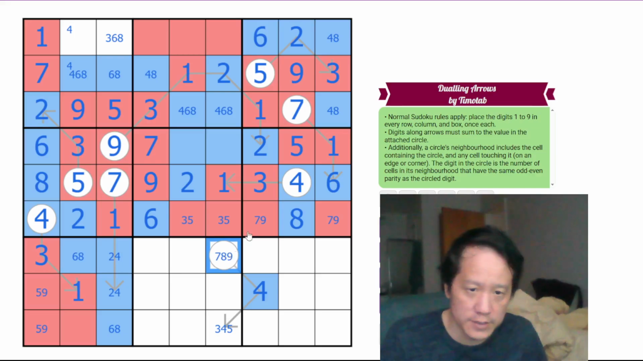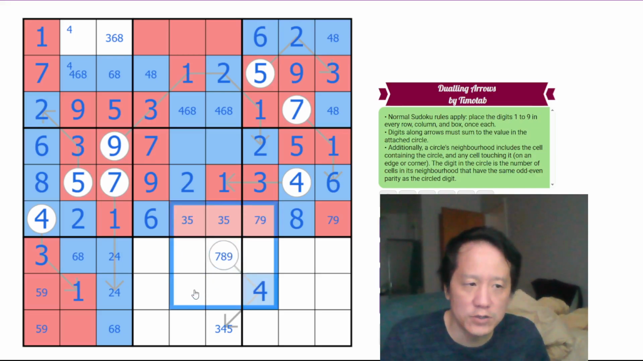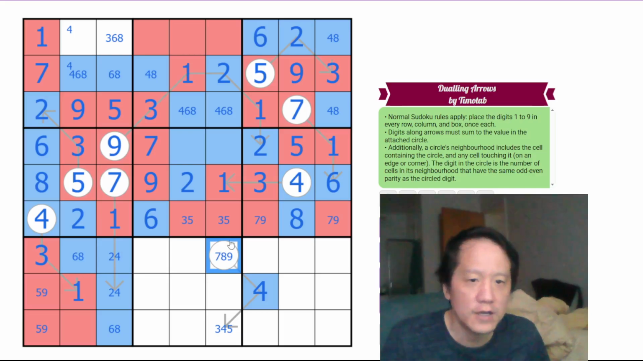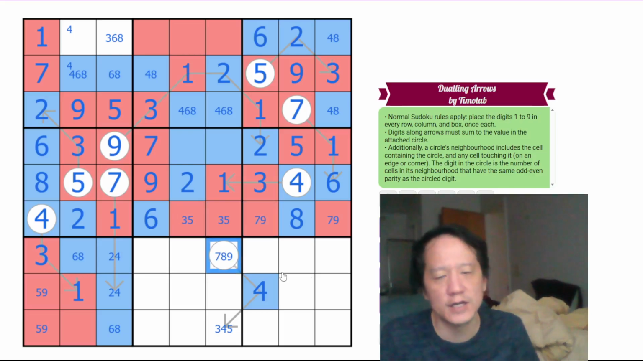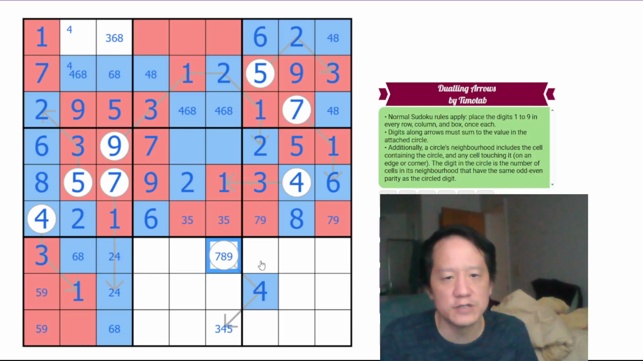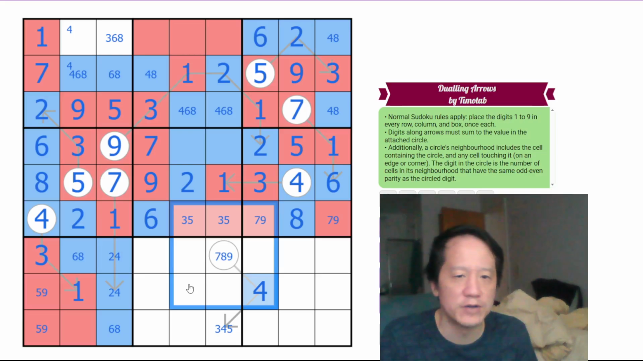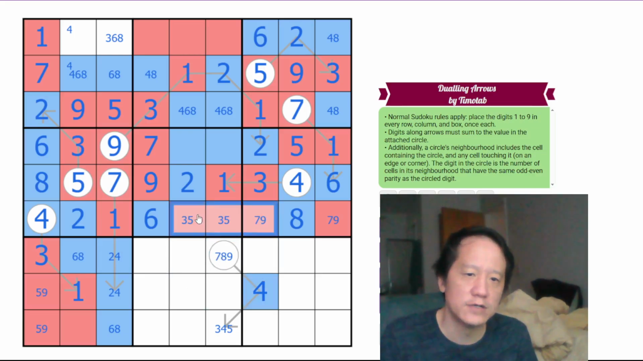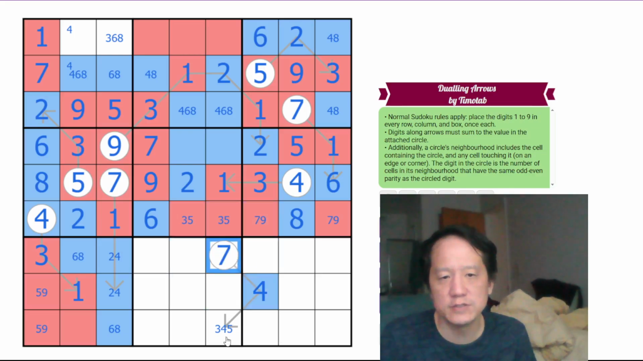If this were 8, that would say 8 of the surrounding neighborhood cells have to be even, but these 3 are odd, so this cannot be 8. This is even, so this can't be 9, because that would say 9 cells surrounding this circle are odd, which this is not. So this must be 7, this must be 3, which makes this 5 and 3.